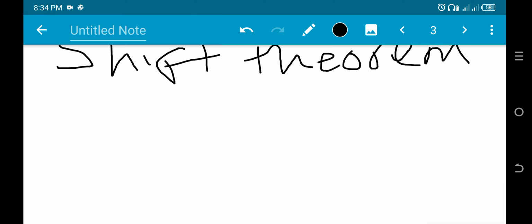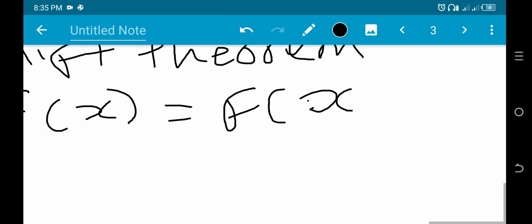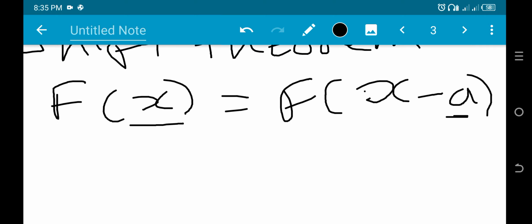So it is just the same idea. Let's say I say f of x. f of x is shifted. Let's say f of x is shifted by a. So this will mean there is a shift in f of x by a. This is just the same idea which you are going to find now using the Laplace transform.